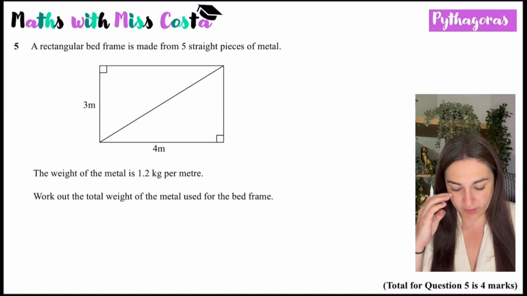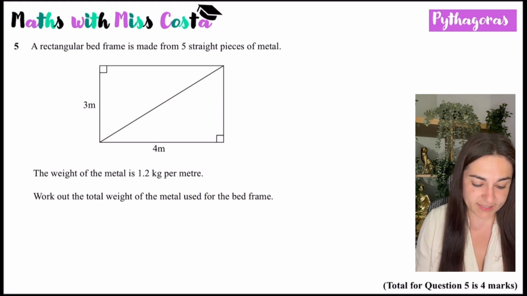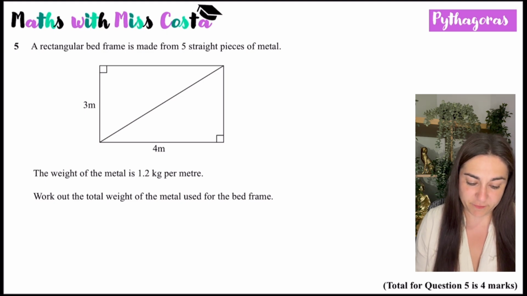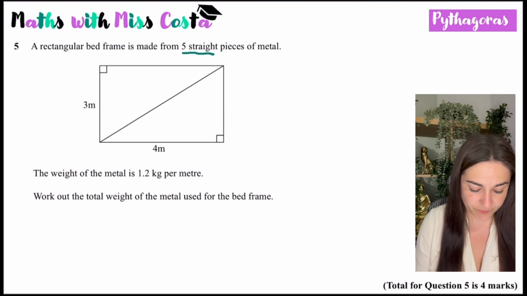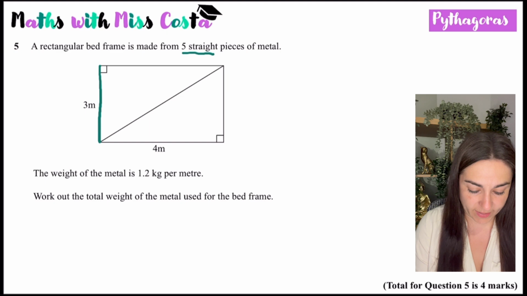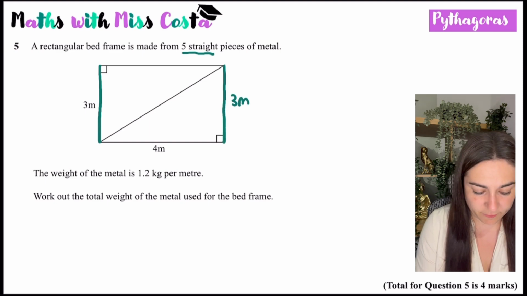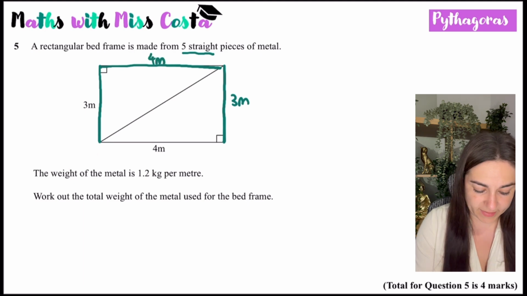Okay, next we've got a nice Pythagoras question. So I'm told that a rectangular bed frame is made from 5 straight pieces of metal. And there's a diagram here. So it's a rectangle and opposite sides of a rectangle are equal. So therefore I can start filling out some of the information. So now that would be 3 meters and this one would be 4 meters.